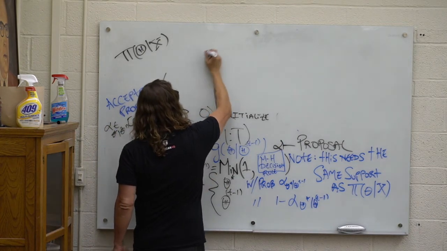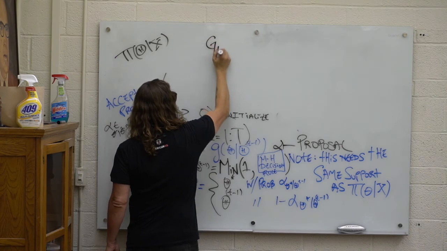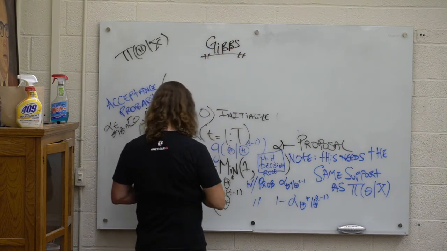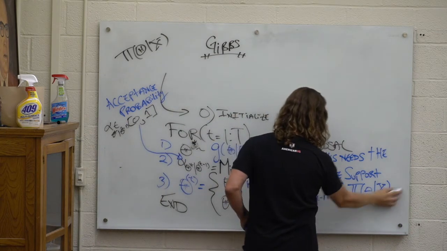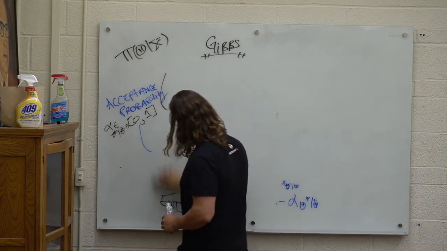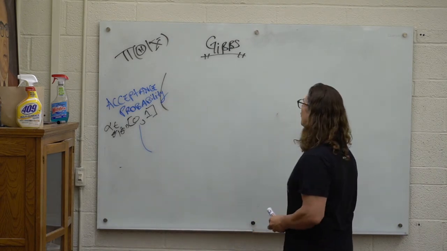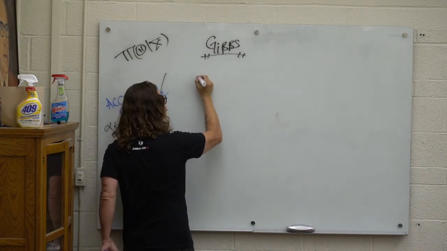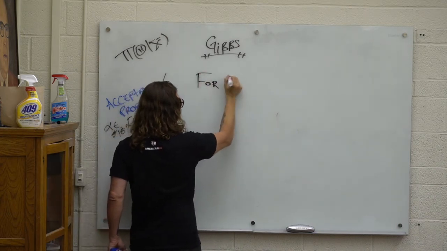Okay, so back to Gibbs, just real quick. I won't write out all the gory details, but I ended up saying you break everything into the full conditionals. You run that in a for loop.